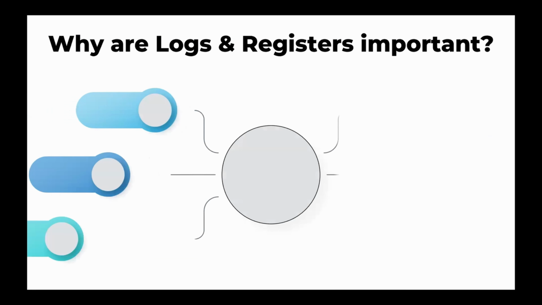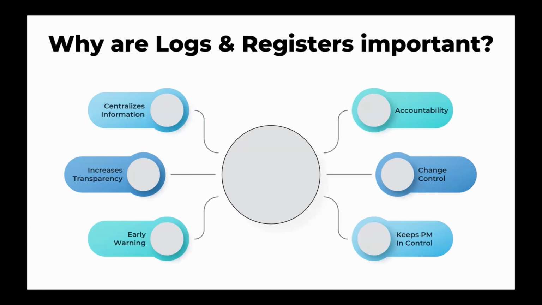Now, there's a specific way you want to use your logs and registers. You want to use it to centralize information. Make sure you're increasing transparency through it. Provide early warning indicators to your project team through it. It helps strengthen your accountability, and it also supports effective change control when that needs to happen. It keeps you in control as the project manager. And if you do this correctly, it'll become your source of truth.